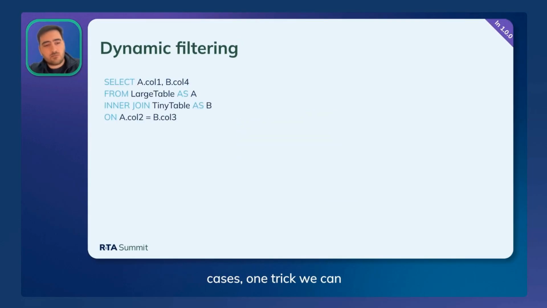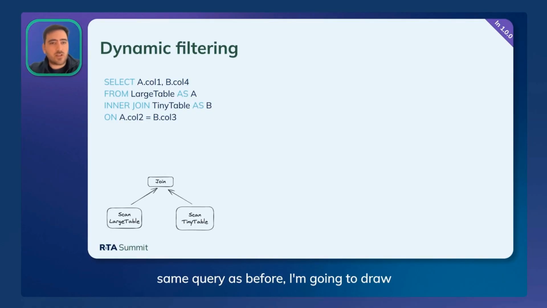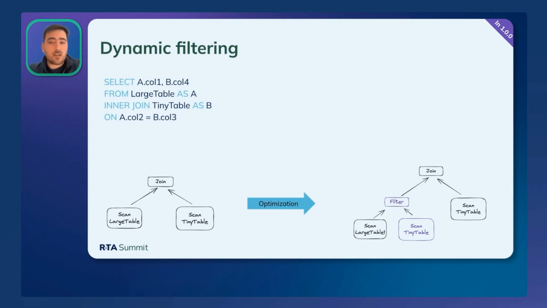In these cases, one trick we can apply is, again, this is the same query as before. I'm going to draw it as boxes. And the thing we can do is, instead of executing this simple and easier to read query, we're going to introduce a new filter. This filter is exactly the same as we had before. This is a scanning table in tiny table. And we're going to introduce the same filter using the same join condition.